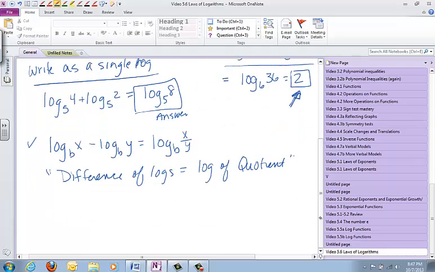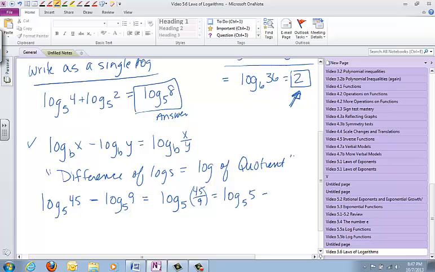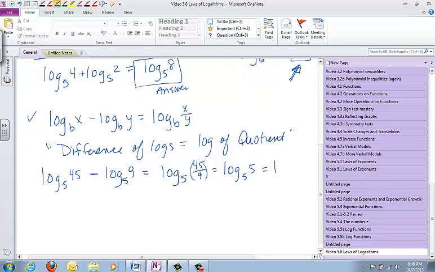Alright, so here's a numerical example that will hopefully make sense to you. If I have log base 5 of 45, again, don't know what that is, and I'm subtracting log base 5 of 9, another one, I can't tell you without a calculator what log base 5 of 9 is, but if I put them together and say, oh, that's the log of the quotient, 45 over 9 is log base 5 of 5, and that's simply 1. So that's an example of where this property makes a seemingly difficult problem into something much simpler.